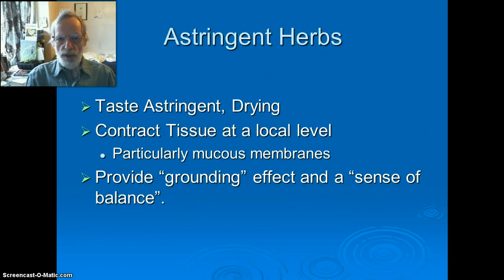So we usually correct this with astringent herbs, and as a category it covers not just astringent tasting herbs but other herbs that have an astringent-like effect. But the primary taste is astringent, which, as you know, has a kind of drying effect on the mouth. Astringents contract tissue at a local level, so particularly the mucous membranes. Esoterically, they provide a grounding effect and a sense of balance.